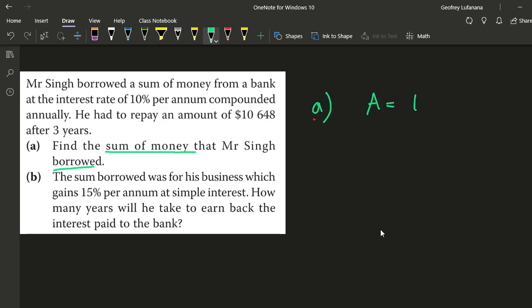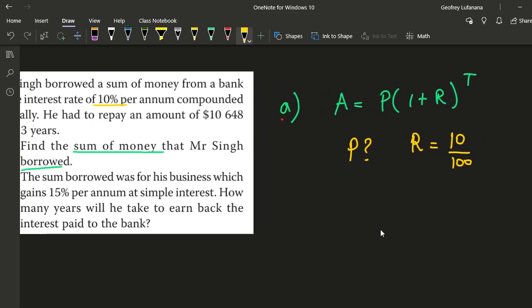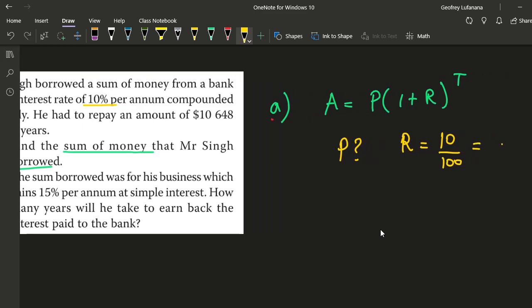Amount is principal into 1 plus rate to power t. From our question, we have borrowed a sum of money. It's the one we are required to find, so we are required to find the principal at an interest rate of 10% per annum. So we have our R as 10%, which is 10 divided by 100. I can write this straight away as 0.1.